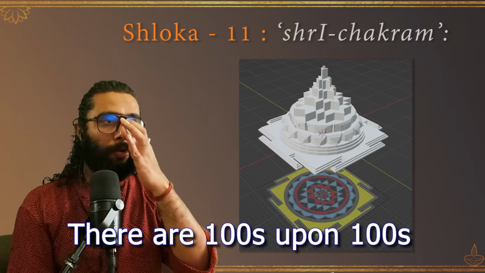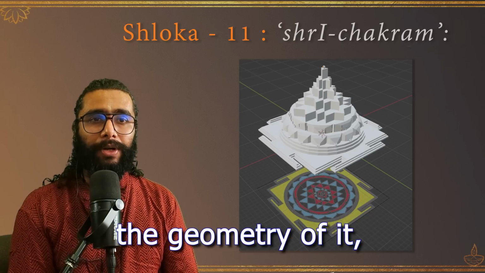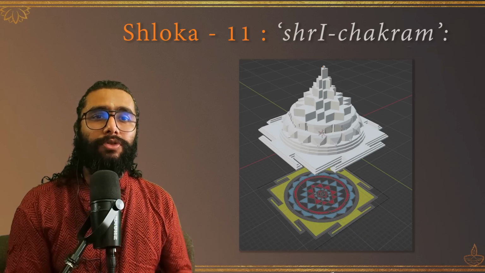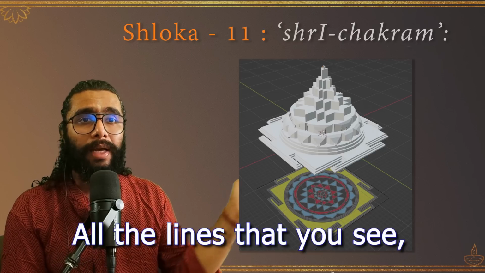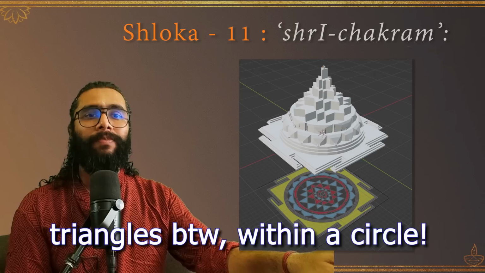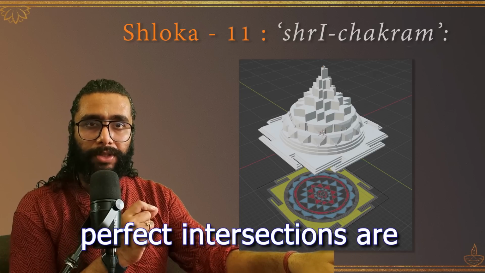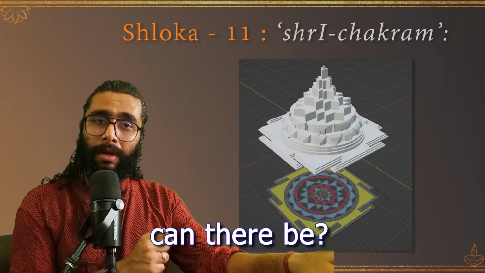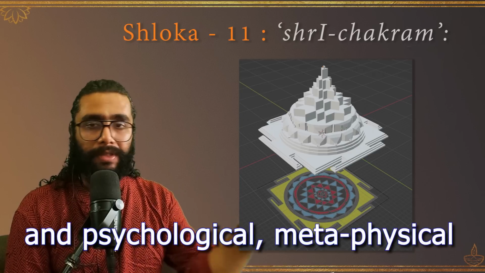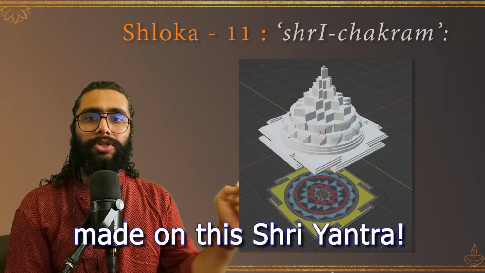There are hundreds upon hundreds of scientific research papers, people trying to figure out the geometry of it or the precision of it, how to find mathematical solutions, to find intersecting points. All the lines that you see, all the triangles are perfectly intersecting triangles, by the way, within a circle. So how to find it? If so many perfect intersections are possible, how many solutions can there be? So there are so many mathematical and psychological, metaphysical research papers that have been made on this Shri Yantra.